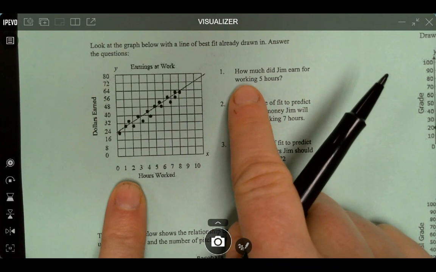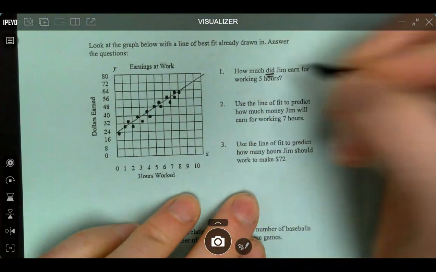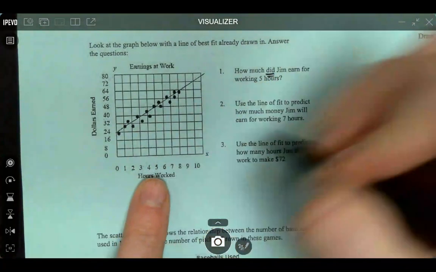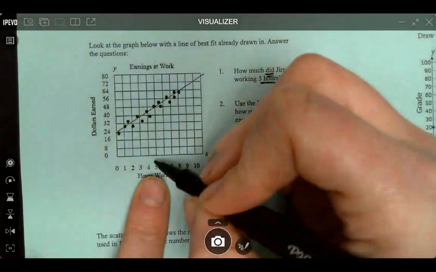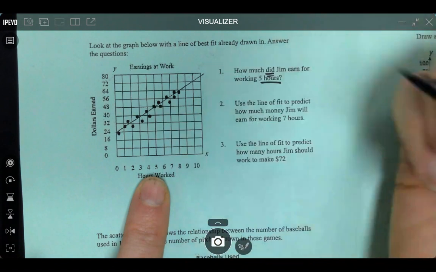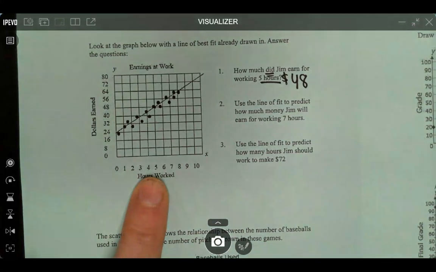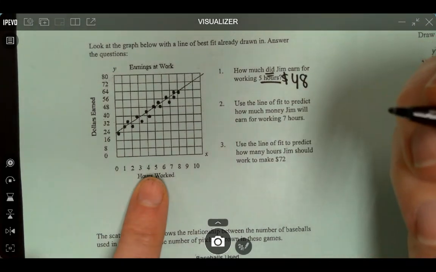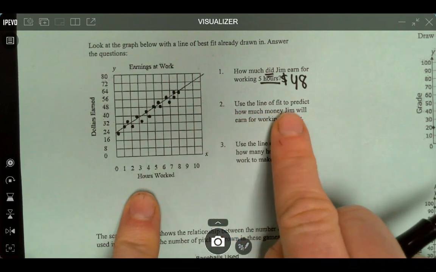On this question, it's asking where exactly the point is. How much did he earn? So what we do is we go to 5 hours and we find out where the corresponding point is. It'll be right here. So how much money is that? 48. 5 hours, $48.